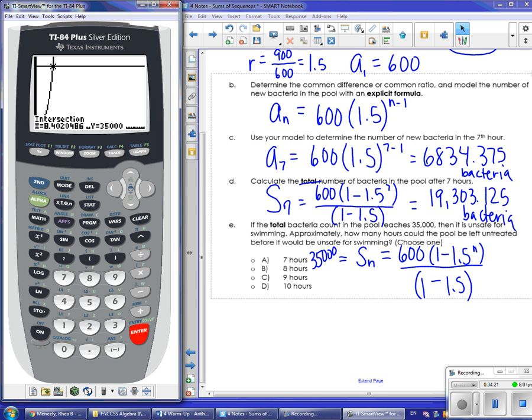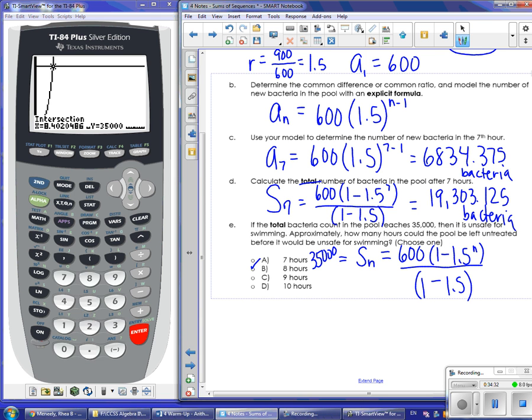So it says how many hours could the pool be left untreated before it would be unsafe. So anything after 8 hours would become unsafe. So in this case, you'd want to round down to the 8 hours because beyond that, it would be unsafe. I don't know what I was looking at in my table. I'm not even going to worry about it anymore, but I think the graph is the easiest way to do that. The other thing that you could do is just extend your table, but that can be time consuming.